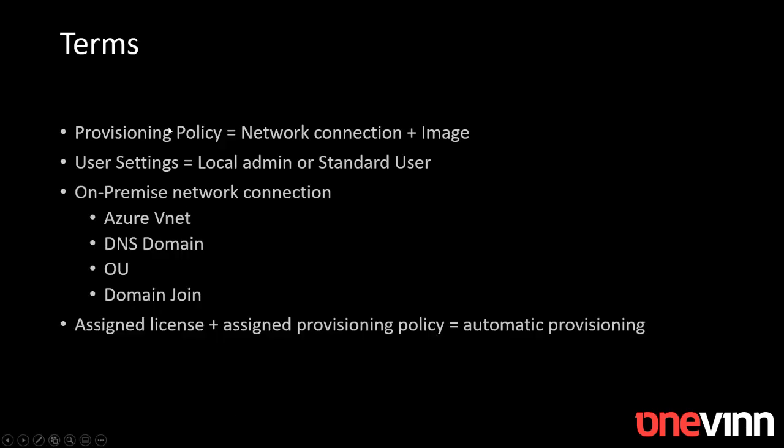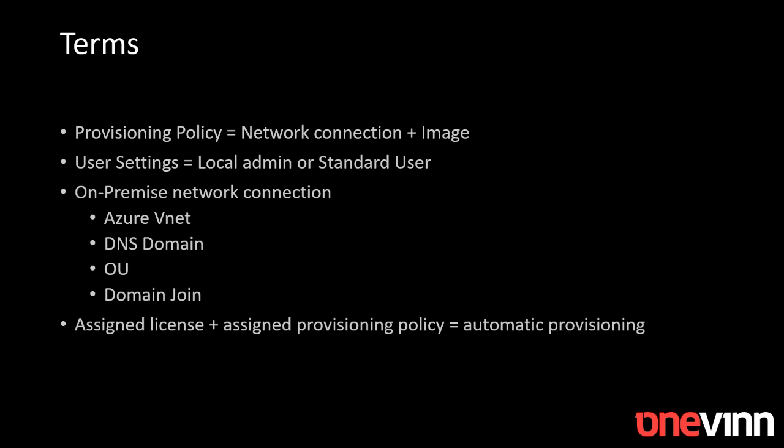We have a provisioning policy. Before we go on, the provisioning policy contains the network connection and the image supposed to be used. I can upload my own image. Just remember to optimize it for Teams if you're using Teams, in the same way we do with Azure Virtual Desktop images. We have user settings. I can decide if the end user should be local admin or standard user. And then I need my on-premise network connection as well. The on-premise network connection is made of the Azure VNet, DNS domain, organizational unit in the domain, and an account for domain join.